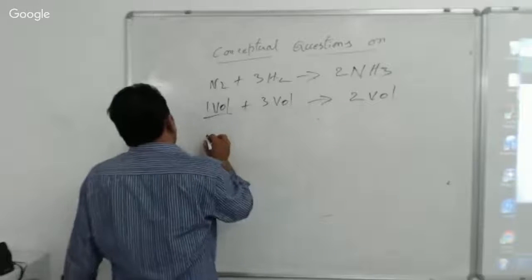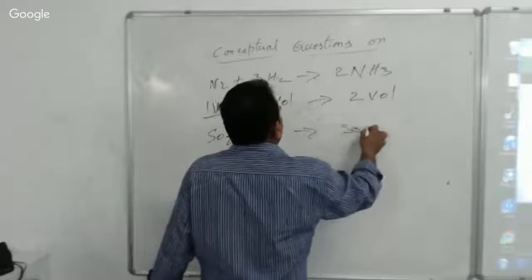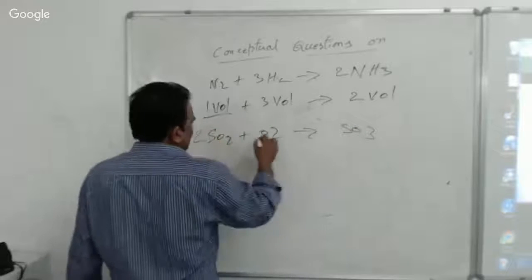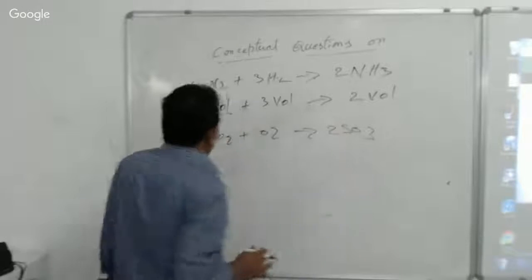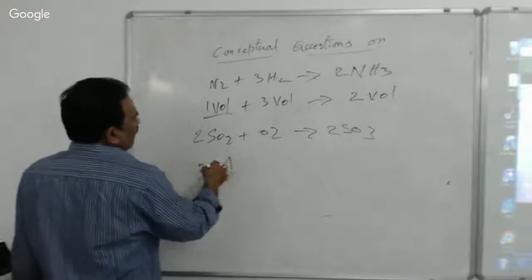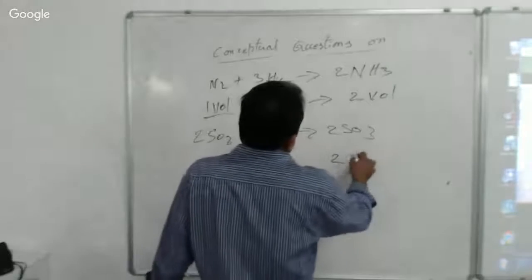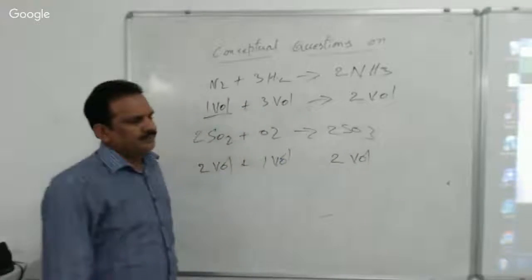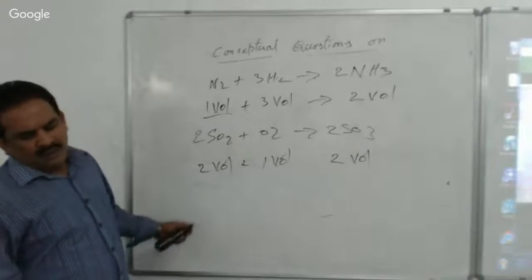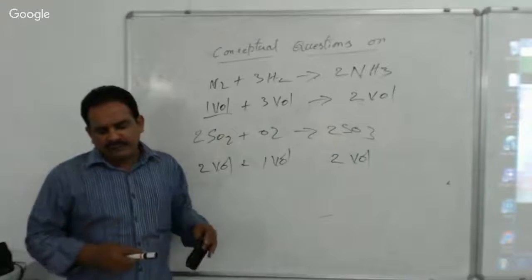At the same time, if I take SO2 plus O2 giving SO3, here also 2SO2 plus O2 gives 2SO3. So 2 volumes of SO2 combine with 1 volume of oxygen, giving rise to 2 volumes of sulfur trioxide. It's nothing but Gay-Lussac's law of combining volumes.